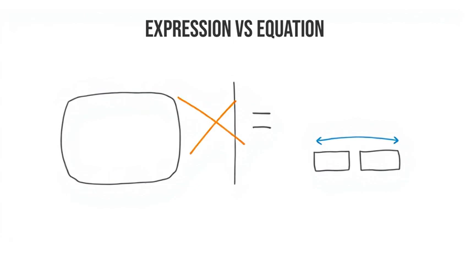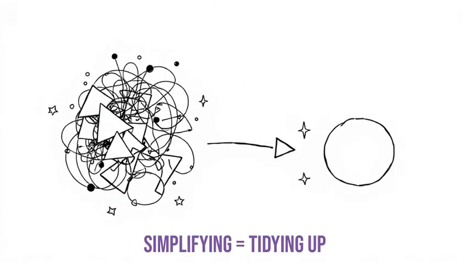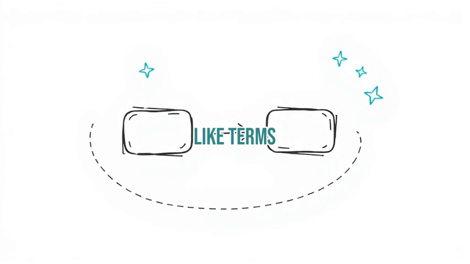Unlike an equation, an expression has no equals sign. It's not solved, just simplified. Simplifying means tidying up an expression so it's shorter and easier to work with. The main way we simplify is by collecting what are called like terms.